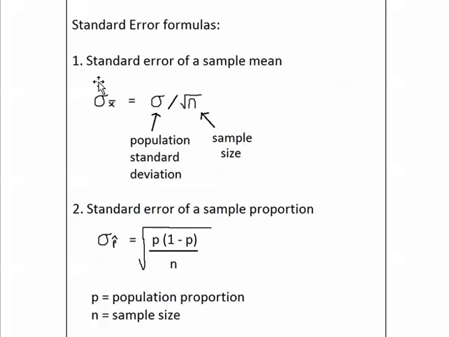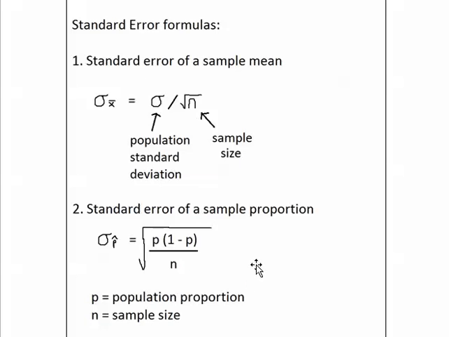The symbol for standard error is either sigma and then an x bar, or sigma and then something called p hat. I'll explain why. X bar is a symbol for sample mean. So this symbol for standard error is the standard deviation of the sample means in the sampling distribution. Right here, it's the standard deviation of the sample proportions in the sampling distribution. P is population proportion, and p hat is sample proportion, and n is sample size.